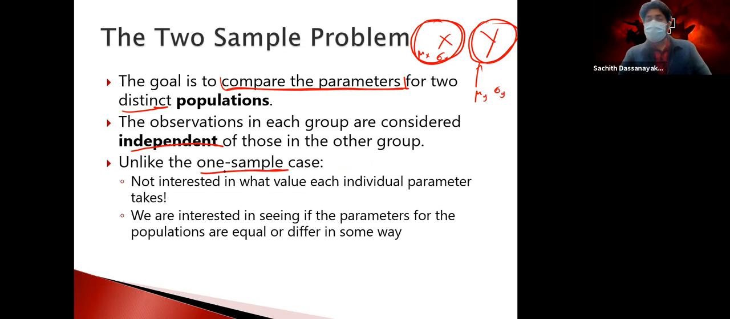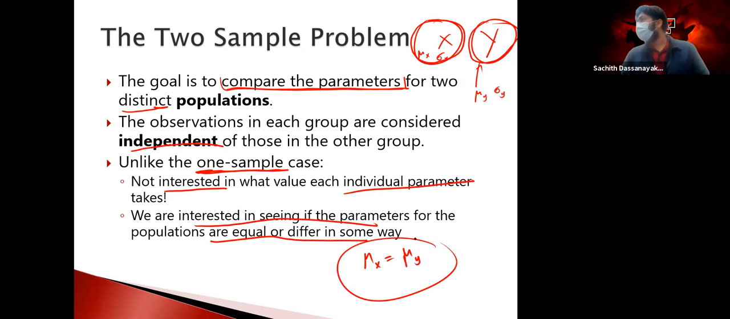Unlike the one sample cases, which is what we have discussed so far, we are not interested in individual parameters. We are interested in seeing whether the parameters for the populations are equal or different, which means mu X equals mu Y, not exactly this one, but something like this. Or their difference equals 0, or their difference equals some value, some constant.